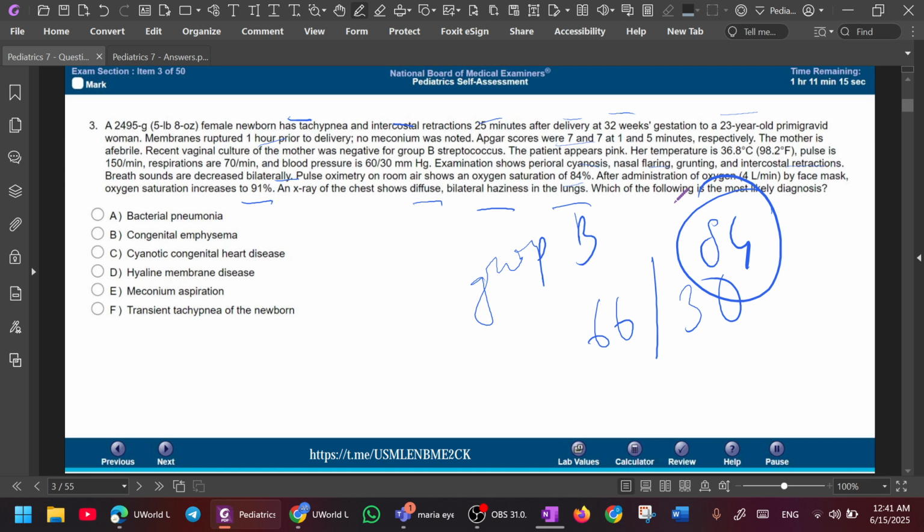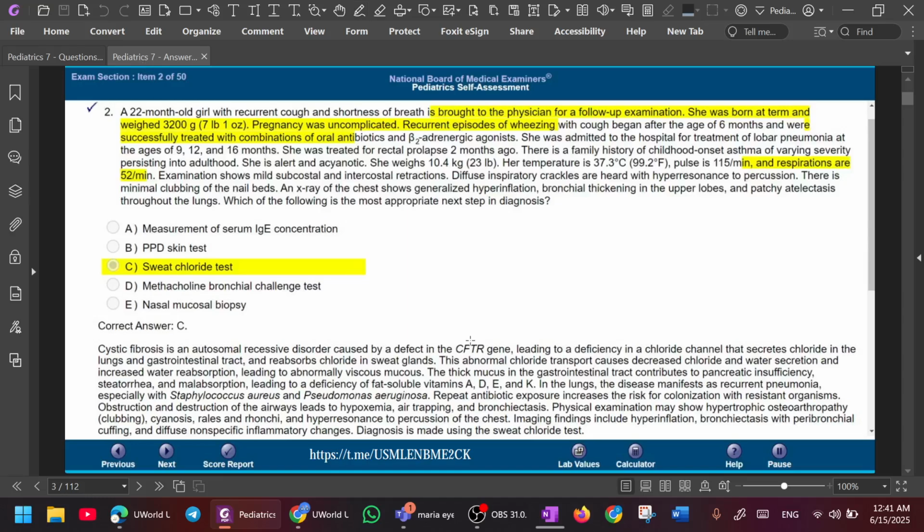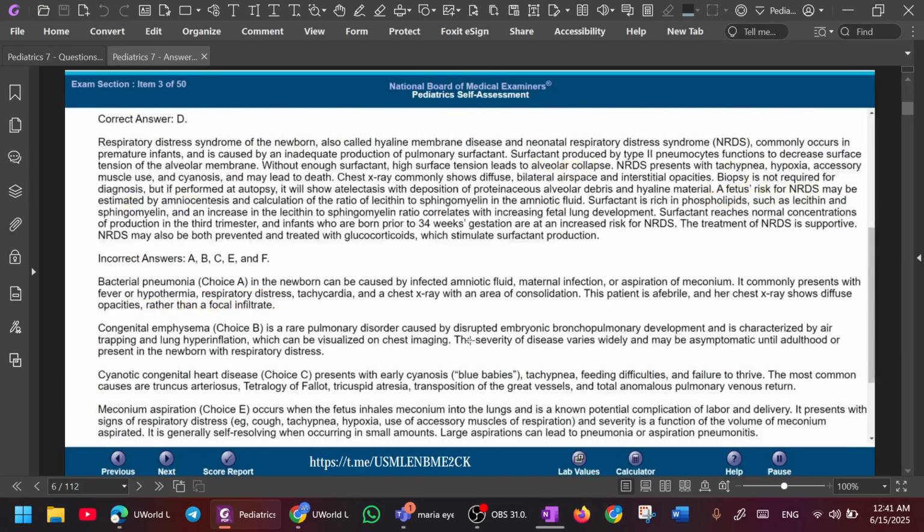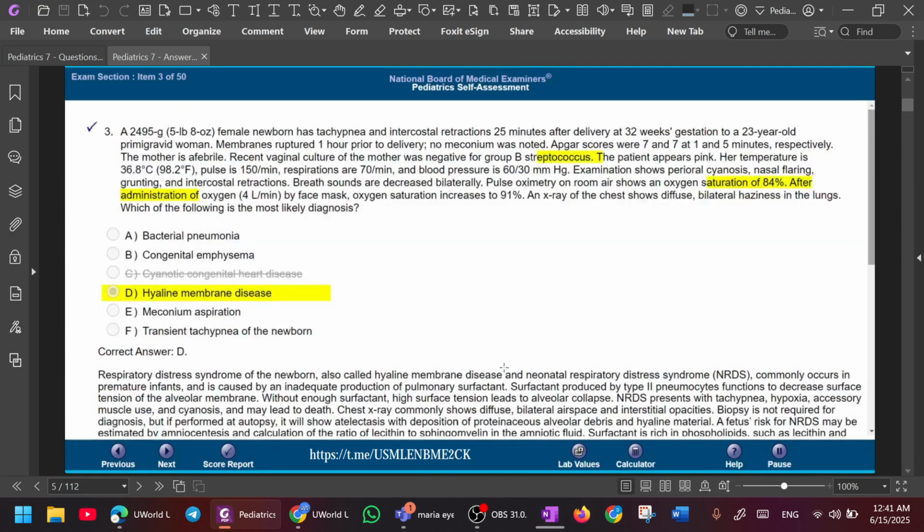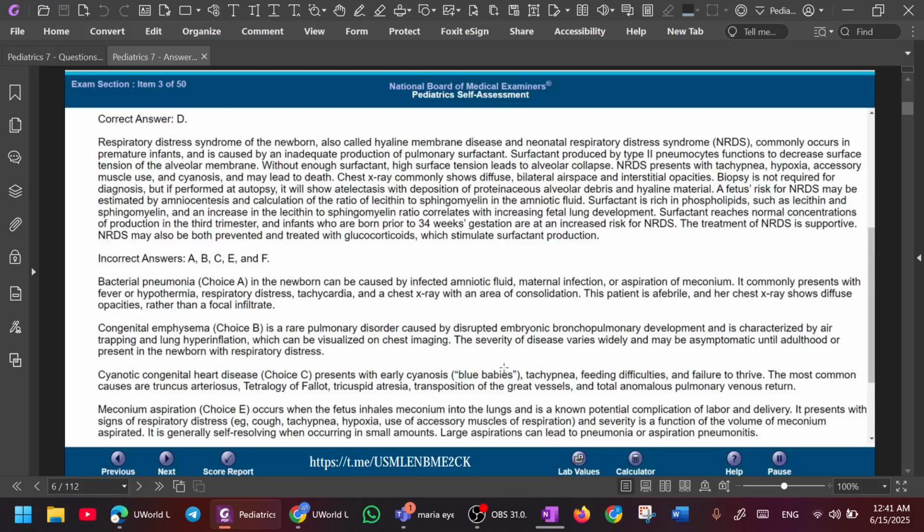Emphysema. Ready? Yes. Good. And it is hyaline membrane disease. Respiratory distress. Maybe I read from here.